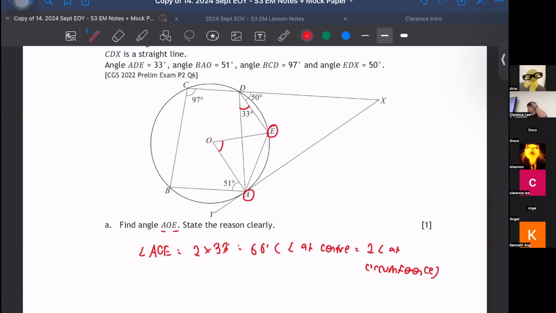First thing. Okay, so that's part A. Second part asks me to find XAE. I'll just do it at a space at the top over here. So you have 66 degrees to be over here.